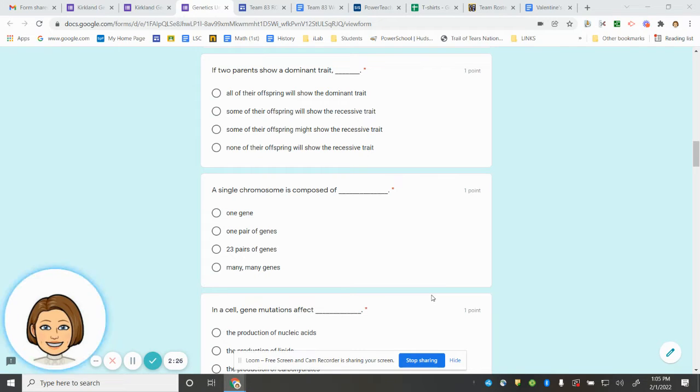Number 7. If two parents show a dominant trait, all of their offspring will show the dominant trait. Some of their offspring will show the recessive trait. Some of their offspring might show the recessive trait. None of their offspring will show the recessive trait. Number 8. A single chromosome is composed of one gene, one pair of genes, 23 pairs of genes, or many, many genes.